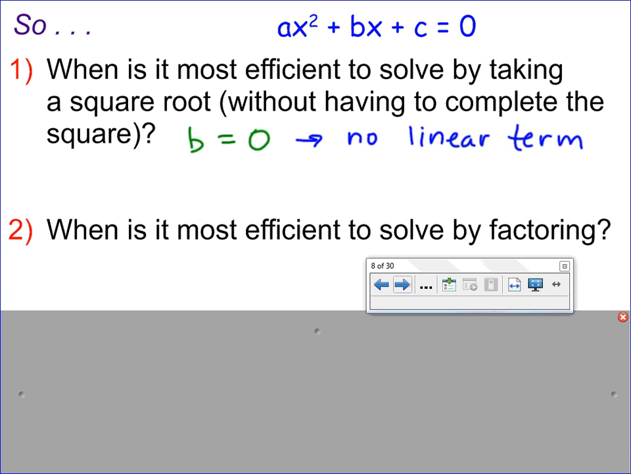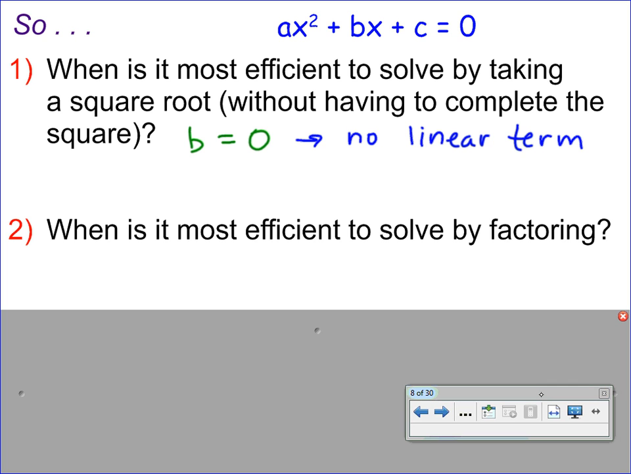So then it's most efficient to solve by factoring, right? It's most efficient to solve by factoring if b doesn't equal 0. That is, there's both an x squared and an x term in the same problem, and I'm already in standard form, set equal to 0, then it makes sense to try and factor. And so, a short reason for number 2: b doesn't equal 0. So if b doesn't equal 0, then I'll put it in standard form and try to factor.